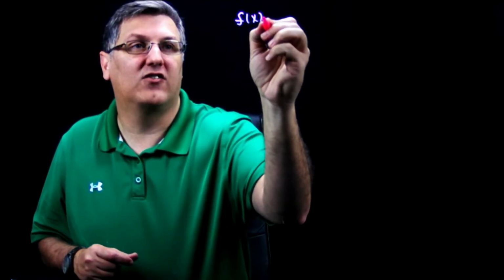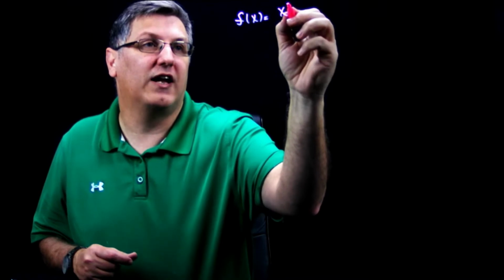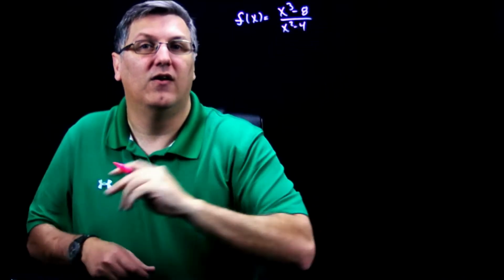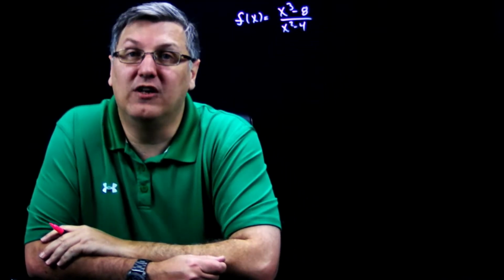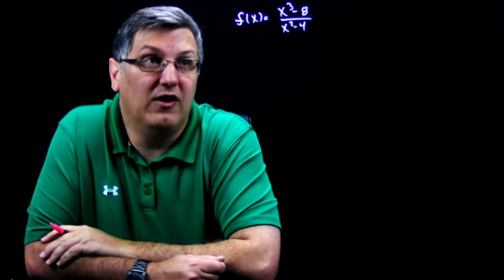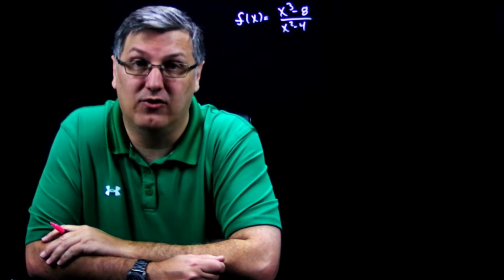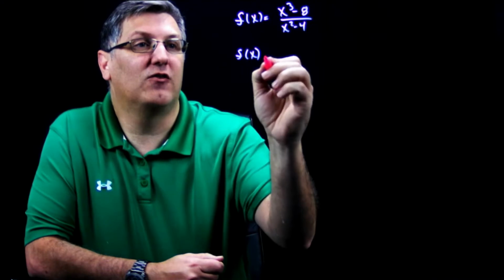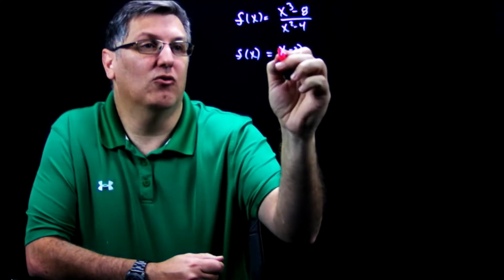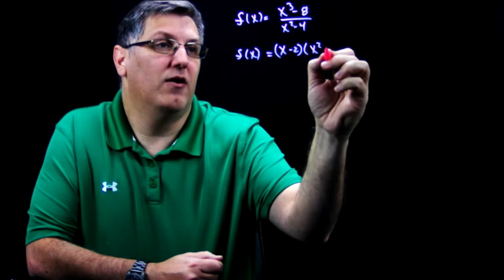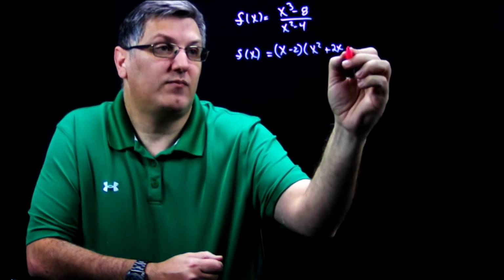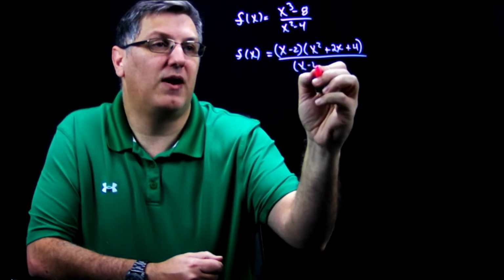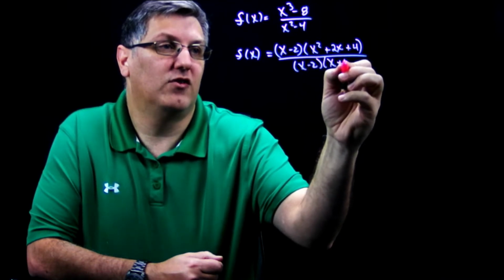I have f of x equals, let's just do something simple, like x cubed minus 8 over x squared minus 4. All right, here we go. First thing you want to do, like I've been saying in all my other videos, factor, factor, factor, factor. Get it fully factored. So f of x is going to be the difference of cubes, x minus 2 times x squared plus 2x plus 4, all over, well, this is the difference of squares, which gives me x minus 2 times x plus 2.